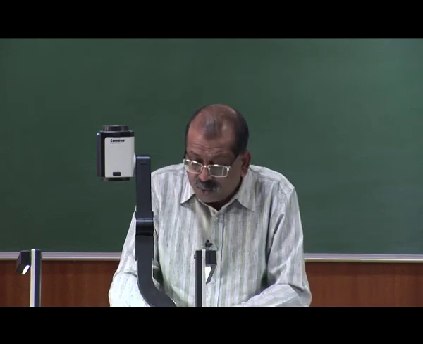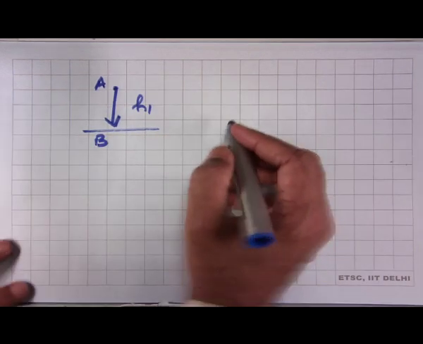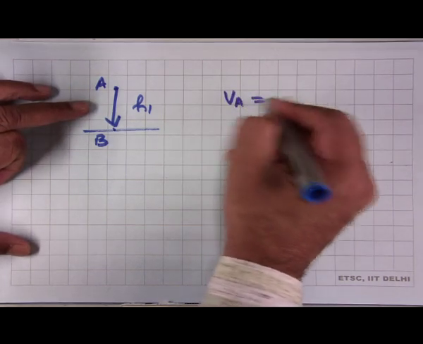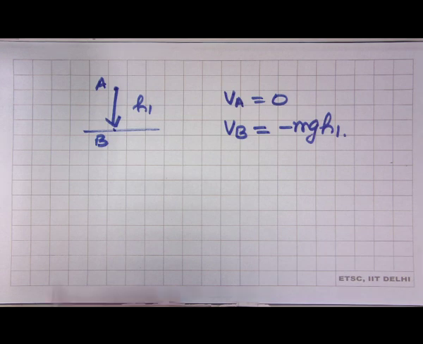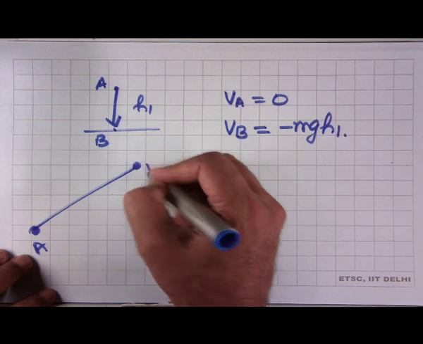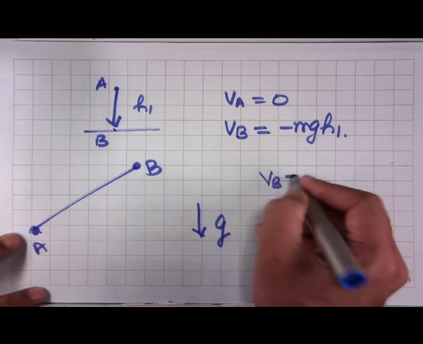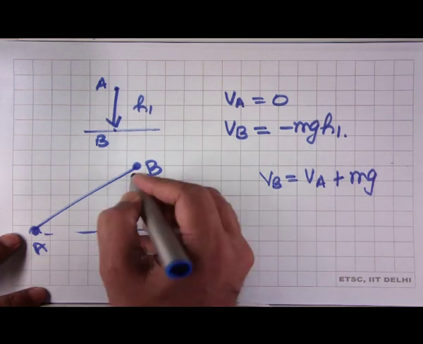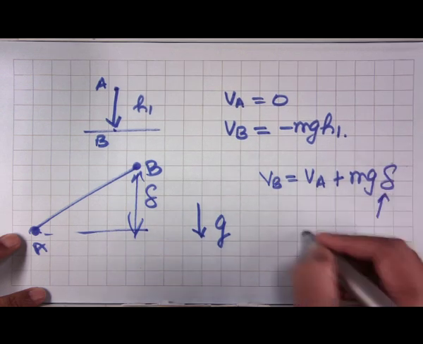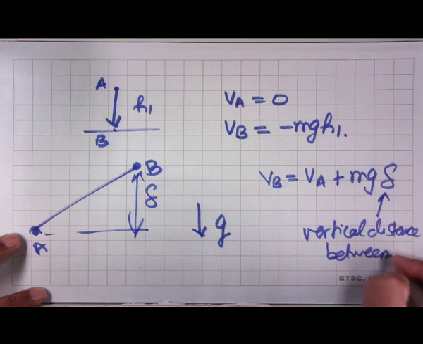And if we are moving down, let us say this is h1, this is A, this is B, then if Va is equal to 0, Vb will be minus mg times h1. And if suppose the 2 points A and B are like this, and this is the direction of gravity, then when we calculate, Vb is equal to Va plus mg times delta, where delta is the vertical distance between B and A.